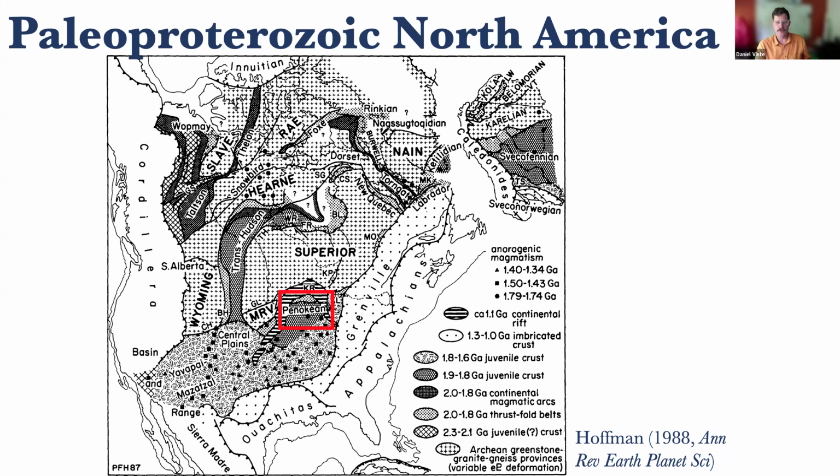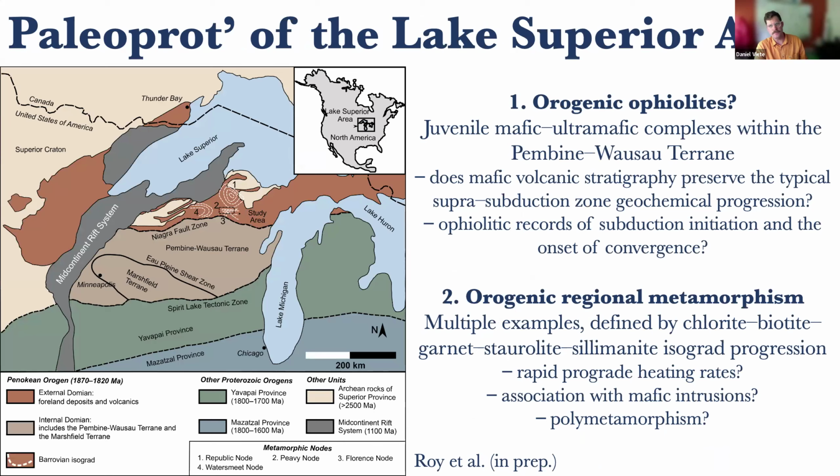So this is the Penokean area, the Penokean orogeny within the Lake Superior area of Wisconsin and the Upper Peninsula of Michigan. So the Paleoproterozoic of the Lake Superior area, this is the broad geology. This is a map from a paper that we have in preparation at the moment. So this is a map of the Paleoproterozoic orogenic records within the Lake Superior area. We have an external domain. These are some margin sediments in this red-brown.